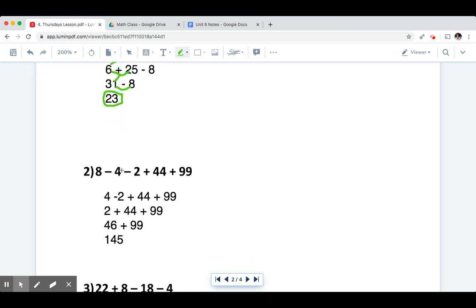For number 2, I see the same thing. Only addition and subtraction, so we're going to solve from left to right. My first step is 8 minus 4 to get me 4, and I'll rewrite the rest of the expression. Next, 4 minus 2 to get me 2, and I'll fill in the rest of the expression. Next, 2 plus 44 to get us 46. And last, 46 plus 99 to get us a final answer of 145.